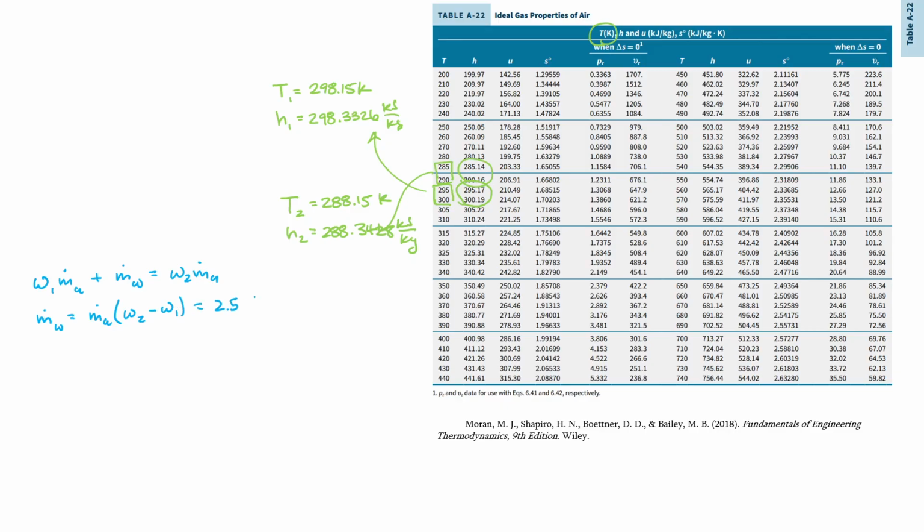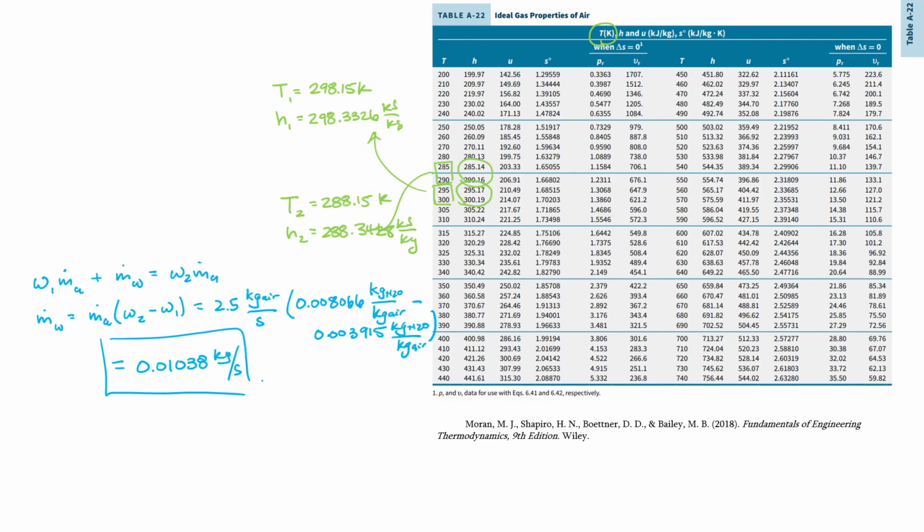So that's going to be 2.5 kilograms of air per second times 0.008066, and that is kilograms of water per kilogram of air, minus 0.003915 kilograms water per kilogram air, which gives me a mass flow rate of my water of 0.01038 kilograms per second. That's kilograms water per second.